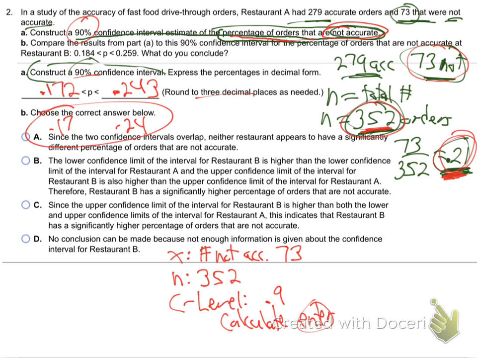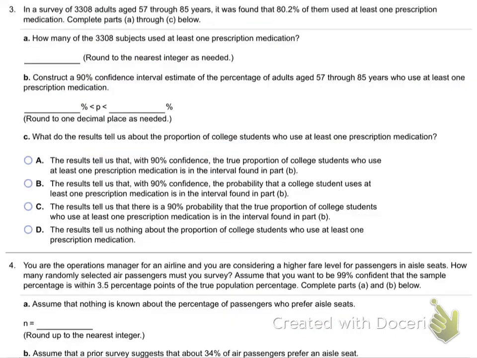Okay, and now they go on to restaurant B, and they say restaurant B is somewhere between 18% and 25% not accurate. So which restaurant's better? So this is restaurant A, somewhere in there. B is somewhere between 18% and looks like 26%, roughly, taking these numbers and just rounding them. So A is somewhere between 17 and 24, B is somewhere between 18 and 26. Which one's better? Well, there's just a ton of overlap, huh? We'll just choose A here. Since the two confidence intervals overlap, neither restaurant appears to be really different. They're about the same.